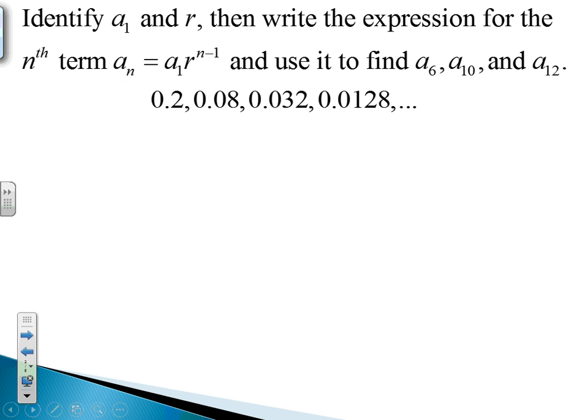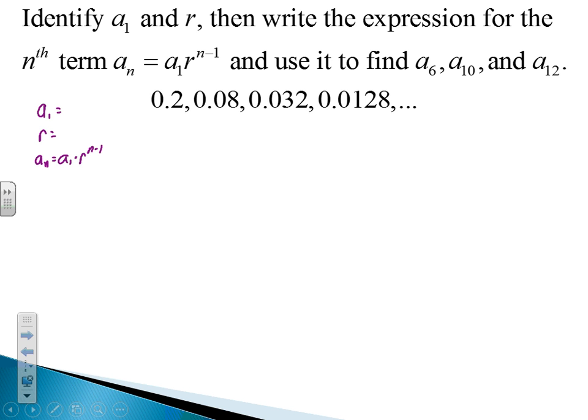Now, the next one is a little similar, but instead of giving you fractions, they're giving you decimals here. Essentially the same thing. But again, I want to know what is a sub 1, what is the common ratio, and what is my rule. So a sub n is equal to a sub 1 times r to the n minus 1 power. So we know how to substitute it.